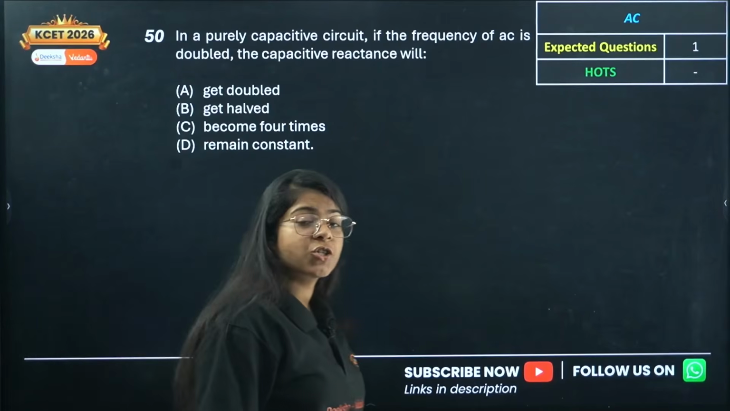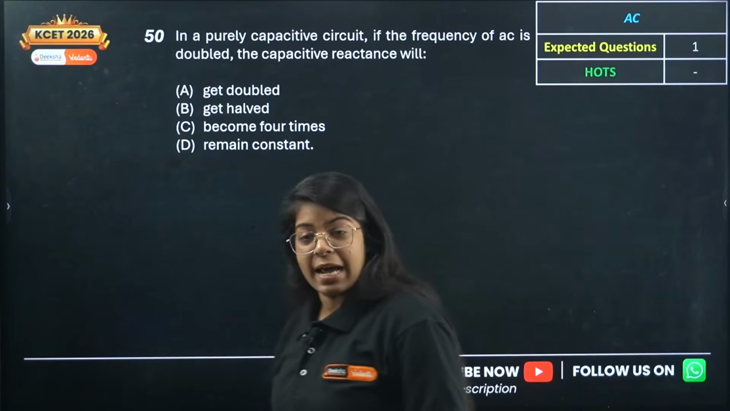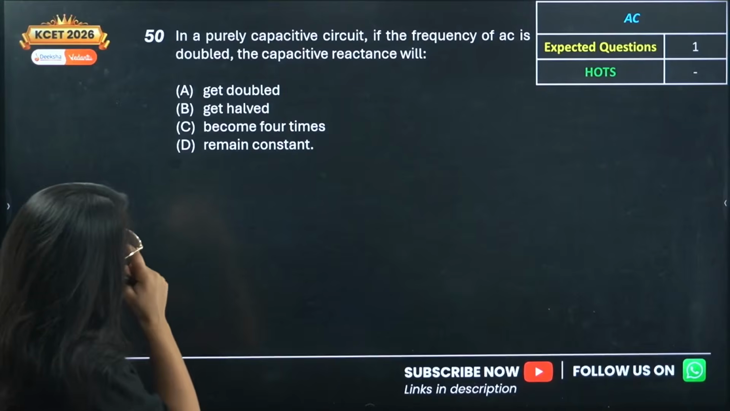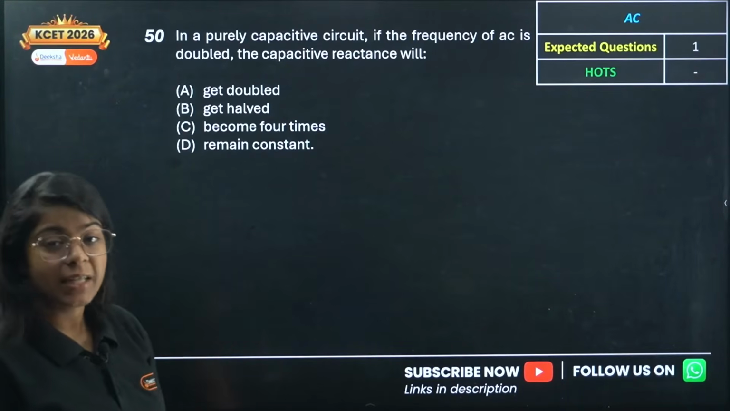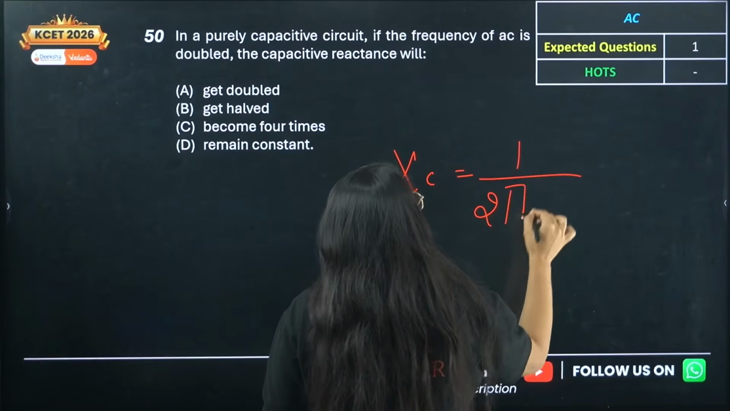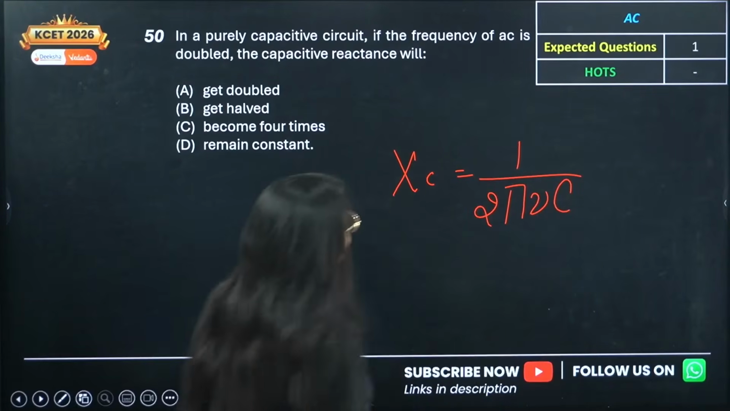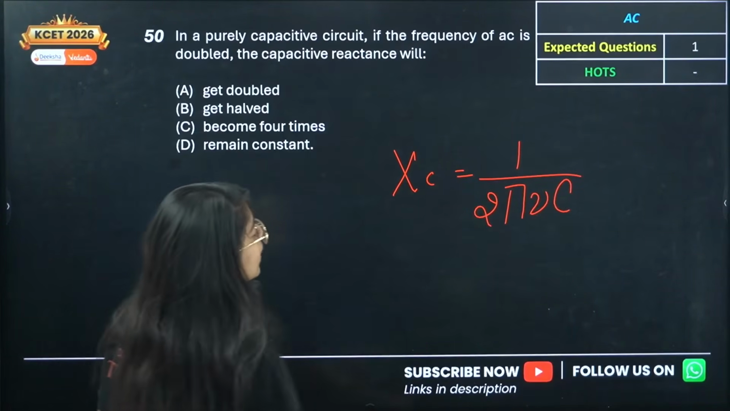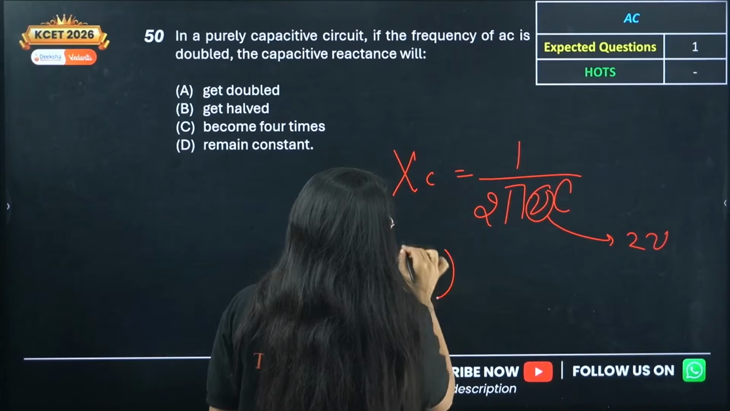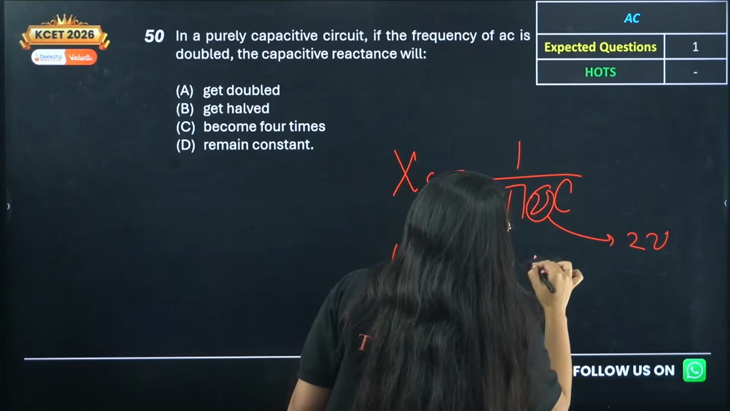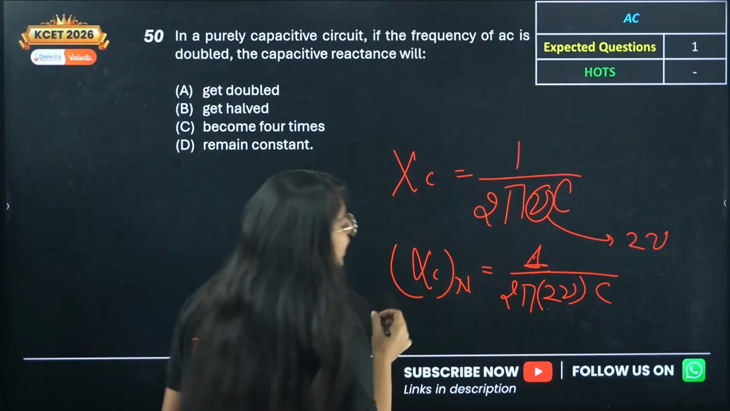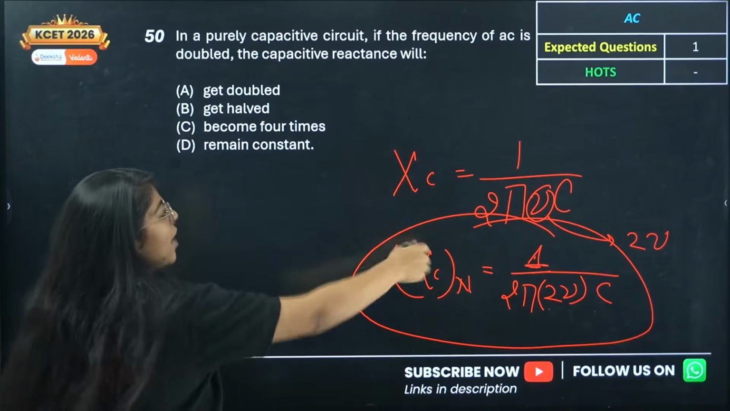50th, we are on 50th question from the chapter alternating current. The question says, in a purely capacitive circuit, if the frequency of AC is doubled, the capacitive reactance, what? The formula for capacitive reactance is 1 by 2 pi nu, that is frequency, into C. If the frequency of AC is doubled, nu becomes 2 nu. So this becomes 1 divided by 2 pi into 2 nu into C, correct? So this whole term becomes half of the original one.